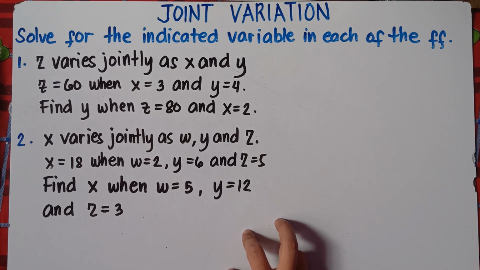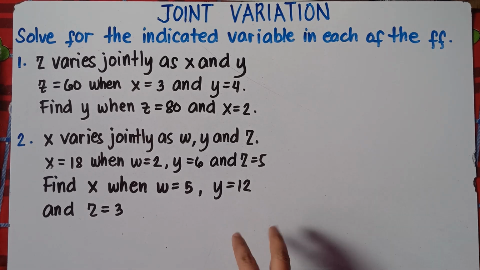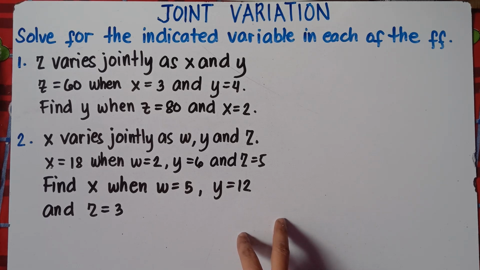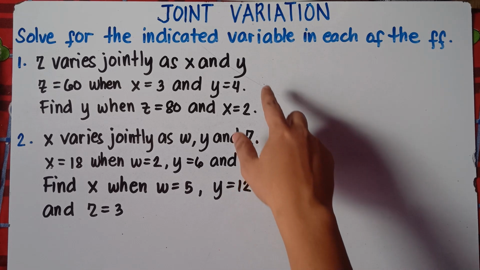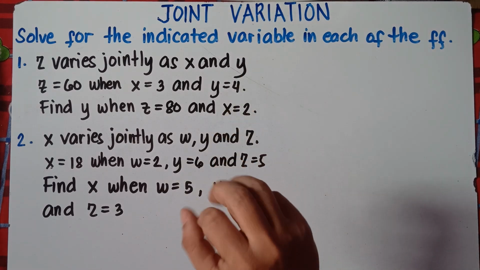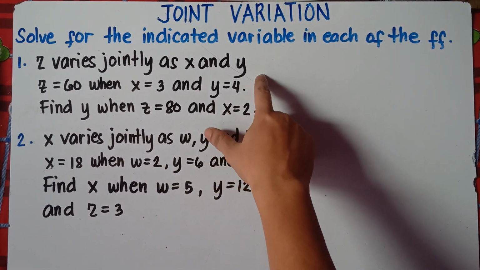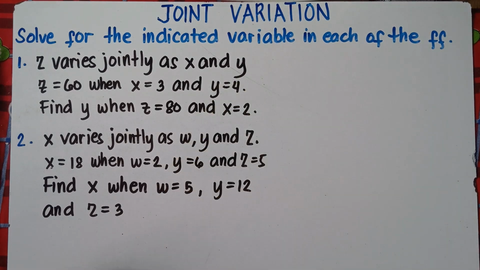So z varies jointly as x and y. Z equals 60 when x equals 3 and y equals 4. Find y when z equals 80 and x equals 2. So the first thing that you need to do, class, is convert this mathematical sentence into a mathematical equation. So you convert the first sentence into a mathematical equation.